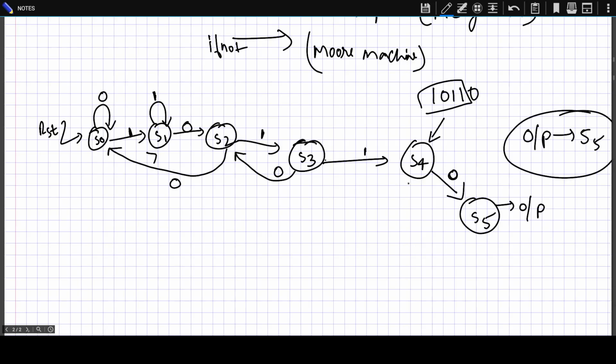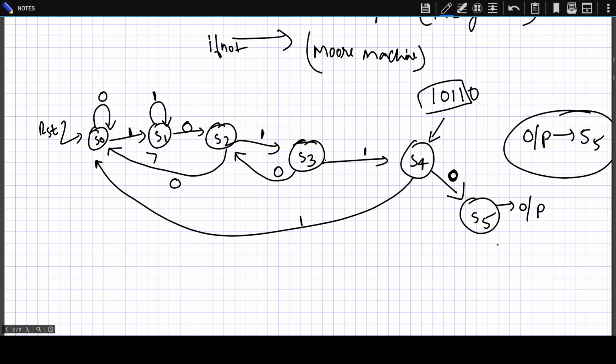If not, continue doing the same thing as previously. Now if you get a 0, then go to S5. If you get a 1, then move back to S0 to detect the other sequences. Now, once we get to state S5, what would we do next? If we get a 1 from here, the state S5 is representing the output.